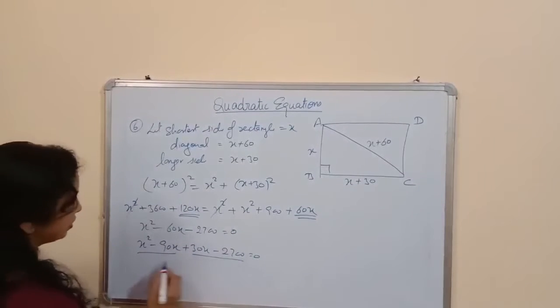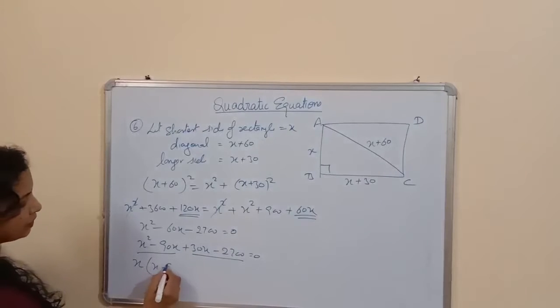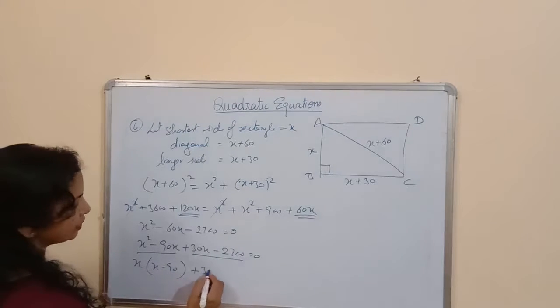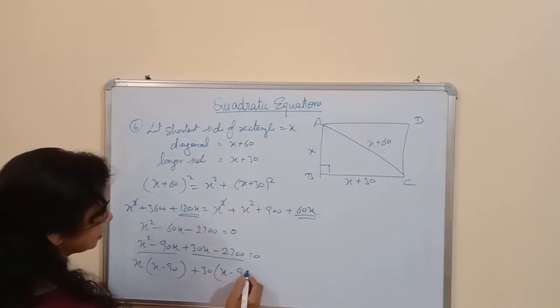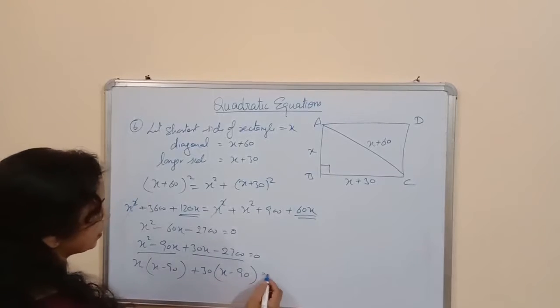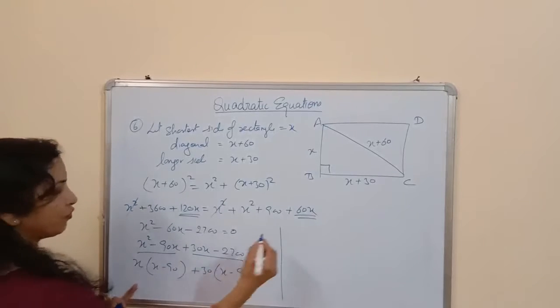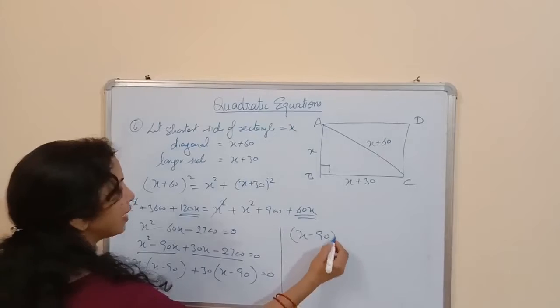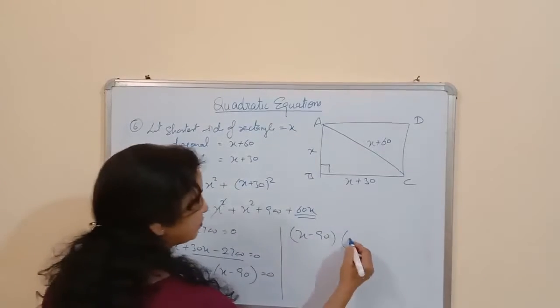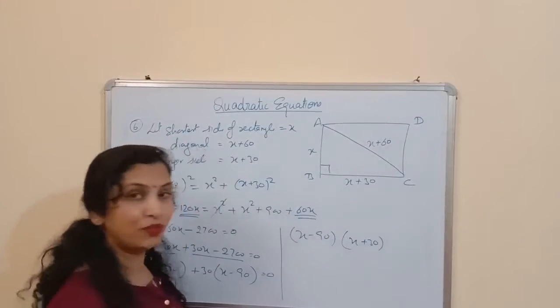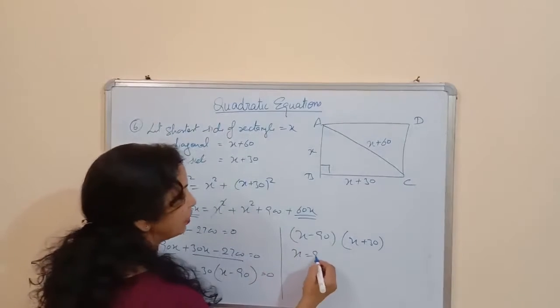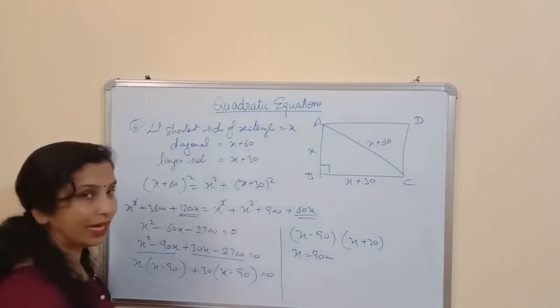These are the pairs. We can take x as common, x minus 90 is the one pair. Here 30 is common, we will get x minus 90. 3 and 27, yes. So what are the two values of x? Two factors are x minus 90 and x plus 30. Now you are getting the two values. x is equal to 90 centimeter or it can be minus 30 centimeter.